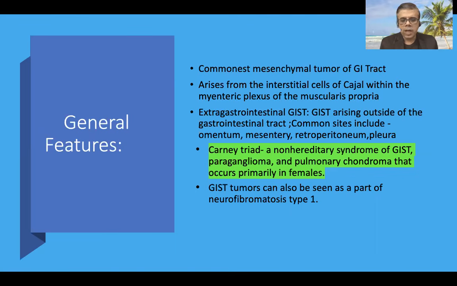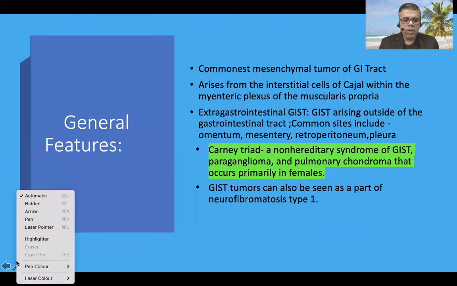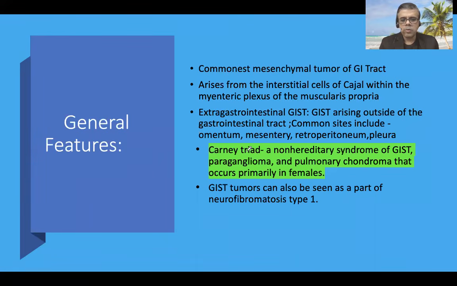Now, GIST can be associated with neurofibromatosis type 1, or it could be a part of a familial syndrome that is known as Carney triad. Just remember this. This is often asked. Carney triad is a non-hereditary syndrome of GIST, paraganglioma, and pulmonary chondroma. A triad of these three constitutes Carney triad, and this is more commonly seen in females and more common in children.